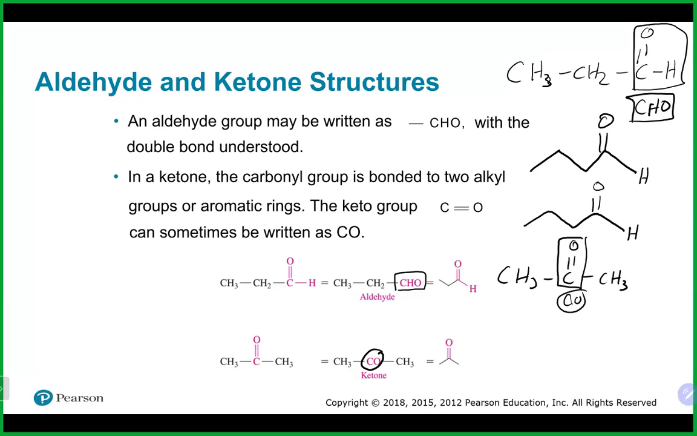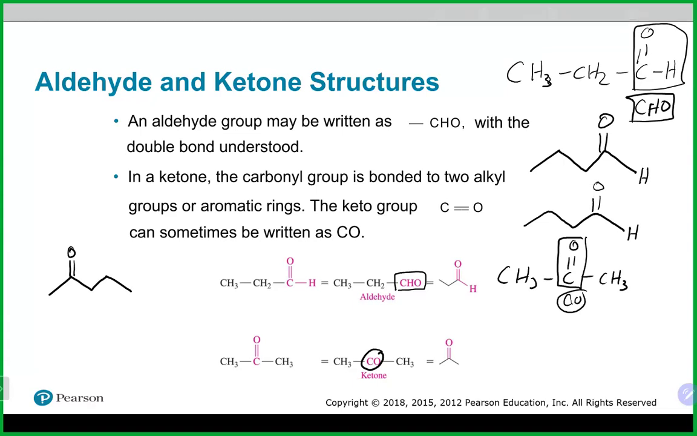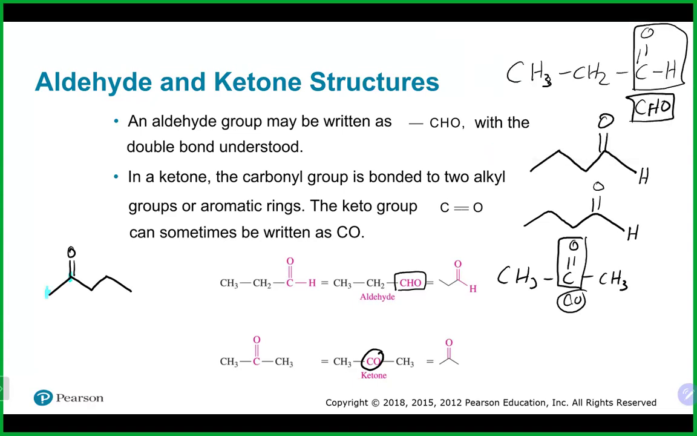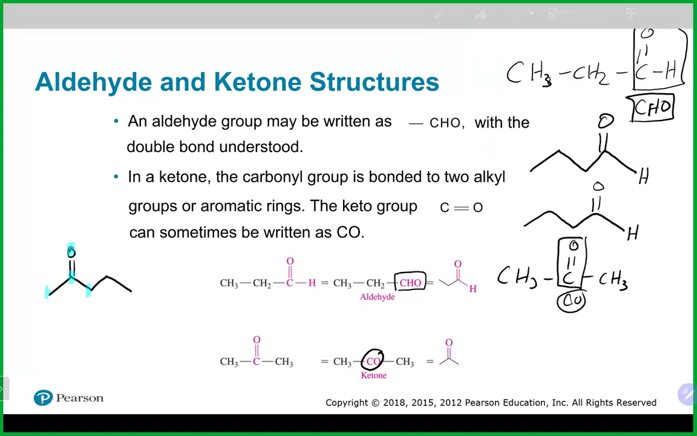In terms of line structure, same deal. You just do this and you do that. And that's a ketone right there, right? Because we got a carbon there, a carbon there, and a carbon there with an O double bonded there, right? So again, that's our 3-carbon run with the double bonded oxygen in the middle. Any questions on that?